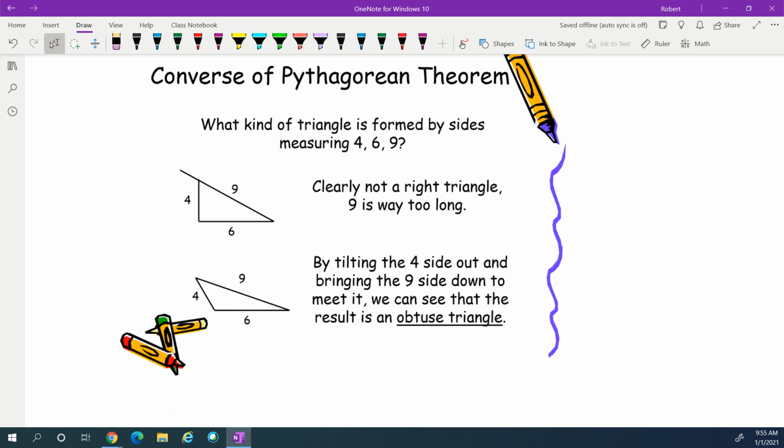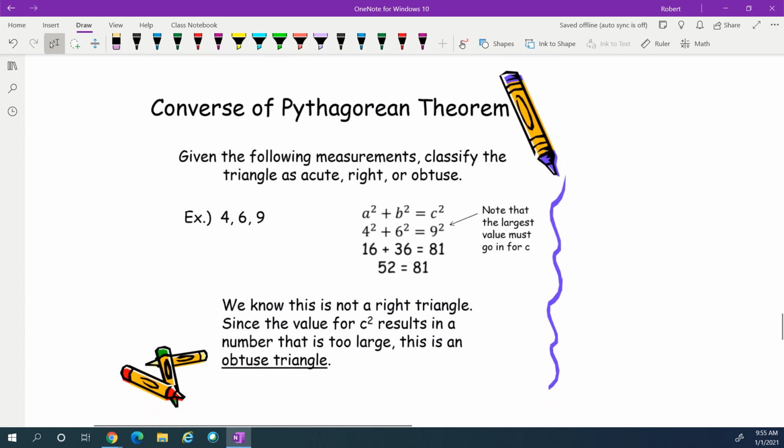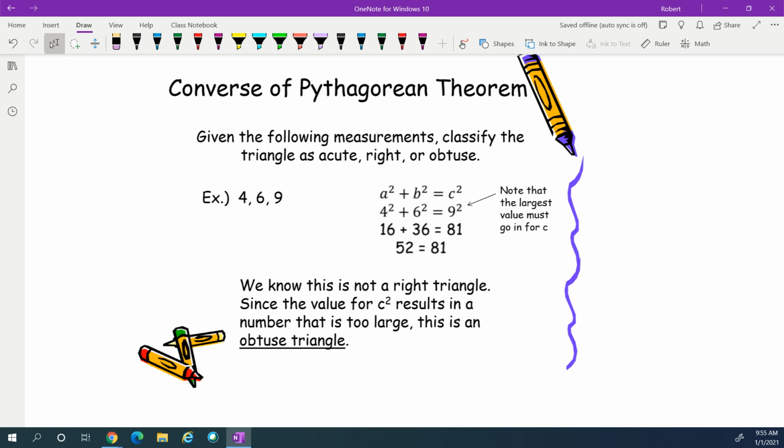Okay, and I have that explained in a few different slides here, but here's the work. Again, we're going to make sure that the highest number goes in for C, and we're going to work it out. And we can see that this did not work. This is not a right triangle. What we're going to do is make the comparison of the C value. That C squared number is bigger. Since the C squared number is too big, then the angle's too big.